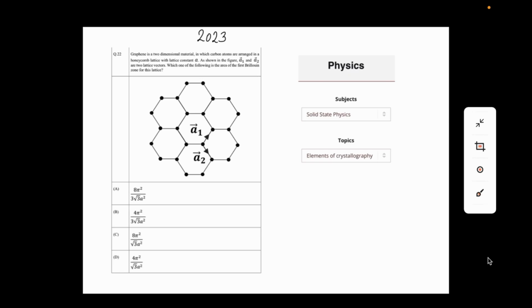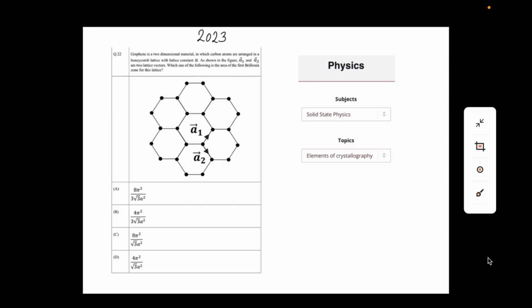Now this question is a little tricky because the way the question is written is a little misleading, because it can take you in the wrong direction. So I will point out the possible mistakes that students can make. You have to really think in this question what is the right thing to do to calculate the area of the first Brillouin zone. So let's read the question carefully first and then see what is the right idea to get the correct value of the area of the first Brillouin zone.